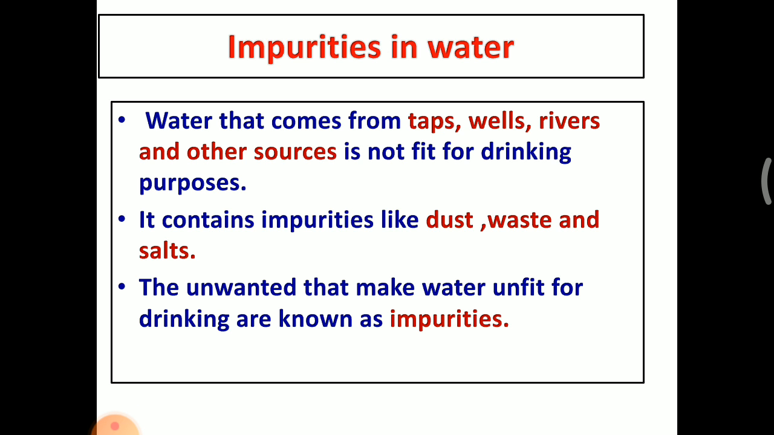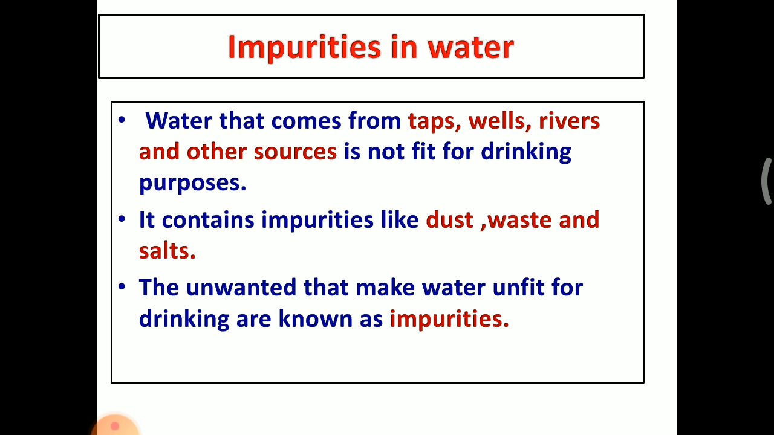Water that comes from tap, well, river and other sources is not fit for drinking purposes. It contains impurities like dust, waste, and salt. The unwanted things that make water unfit for drinking are known as impurities. So, what is meant by impurities?